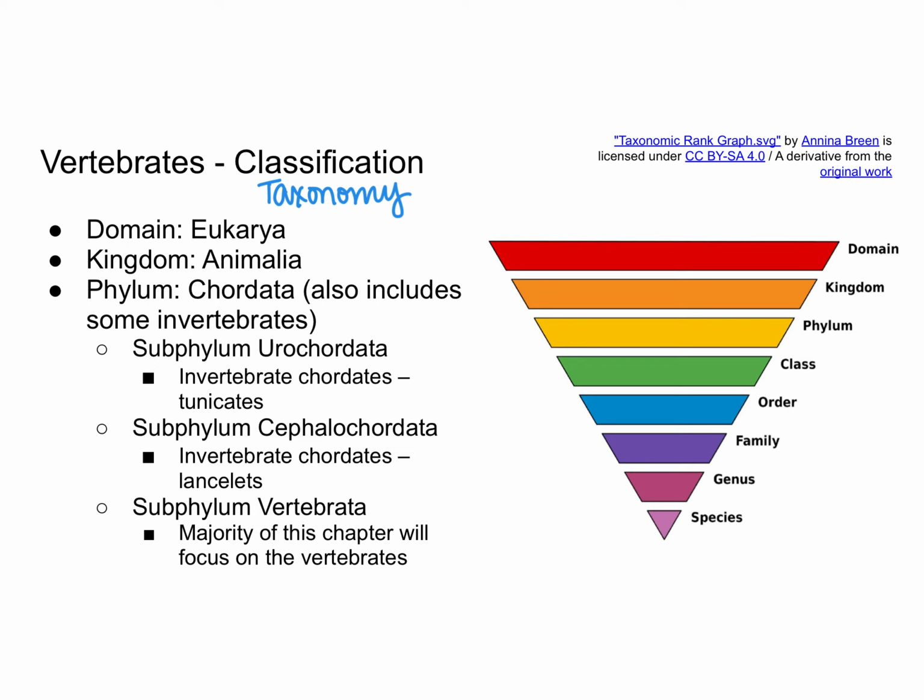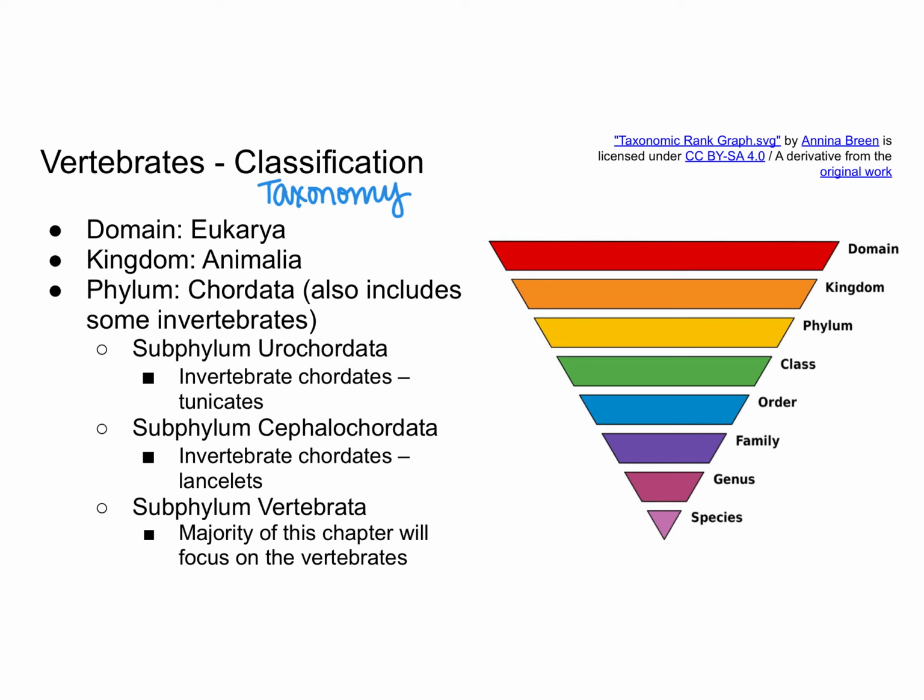So vertebrates are in the domain Eukarya, and of course that means that they are made up of eukaryotic cells. Those are cells that have a true nucleus, and their DNA is located inside that nucleus. The DNA is also packaged in multiple linear chromosomes. The kingdom for vertebrates is Animalia, so we're talking about animals. And then the phylum is Chordata. And Chordata, if you remember from the invertebrate lesson, also includes some invertebrates, but then it also includes the vertebrates.